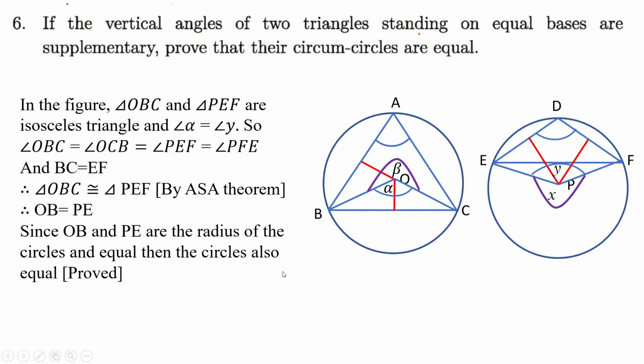Now in the figure we can see that triangle OBC is an isosceles triangle because OB and OC are radii, and PEF is also an isosceles triangle because PE and PF are radii. And angle alpha equals angle y, therefore the remaining angle is obviously equal. These two angles are equal, therefore the remaining angles are equal, and also these two are equal. So all four angles are equal.